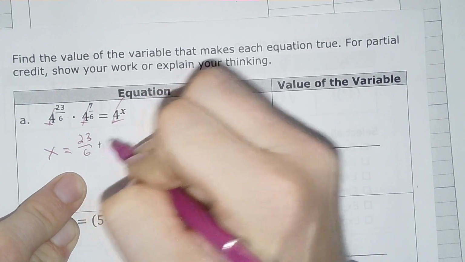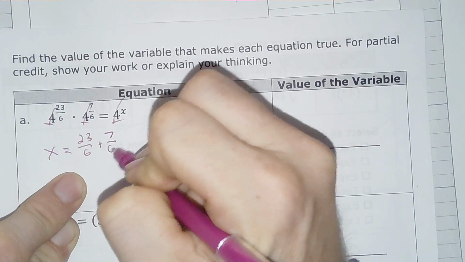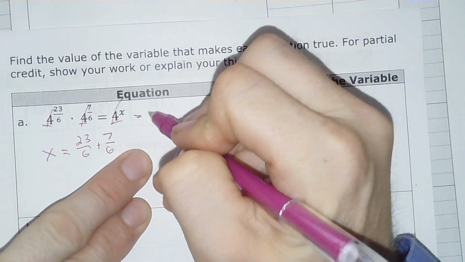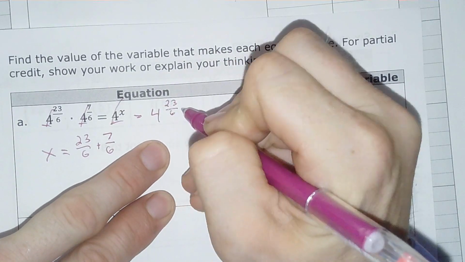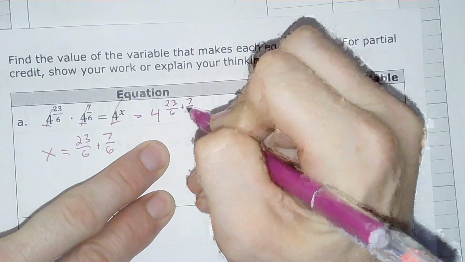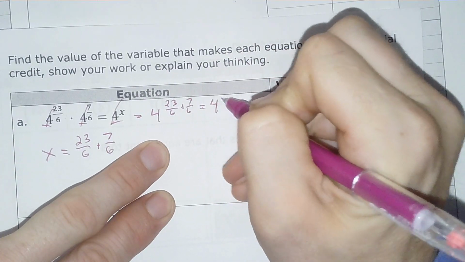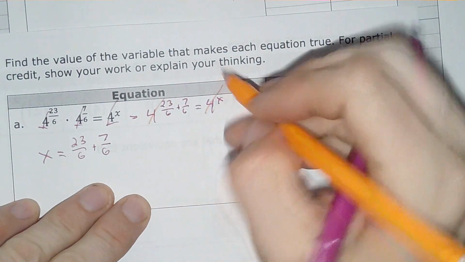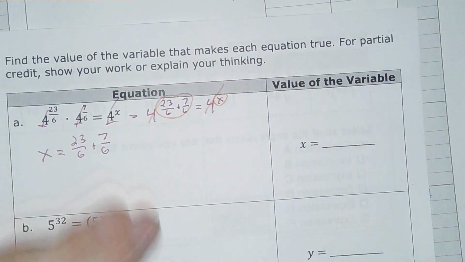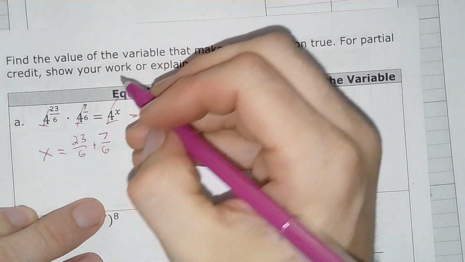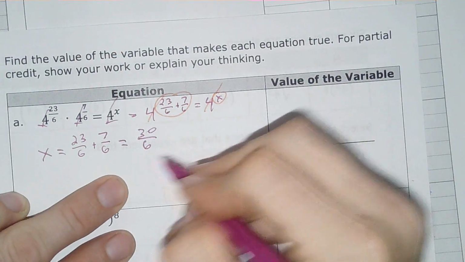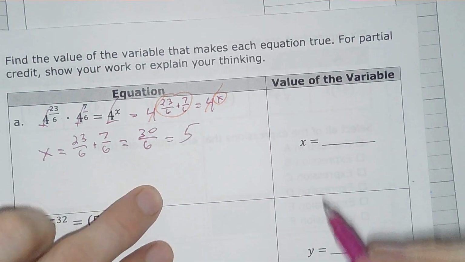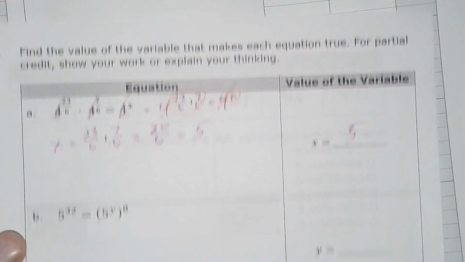23/6 plus 7/6, right? Remember, this would be 4 to the 23/6 plus 7/6 equals 4 to the x. And then you could just get rid of the 4's here and just have x equal this. Okay? So then here you have that equals 30 over 6, and 30 over 6 equals 5. So x equals 5.